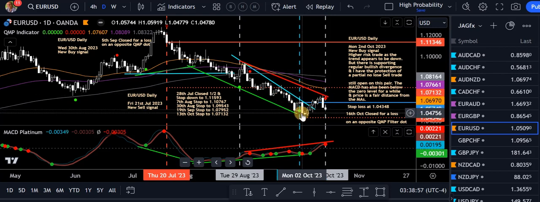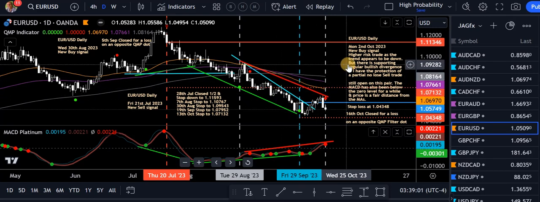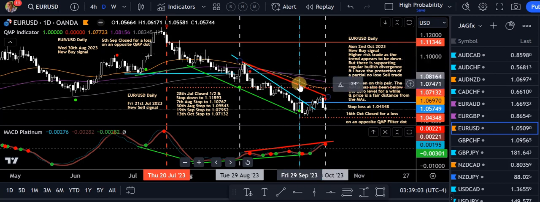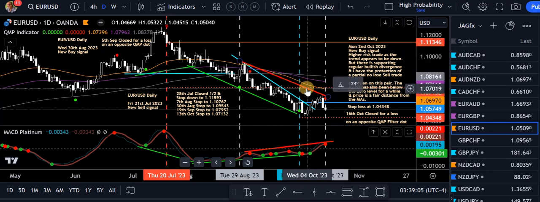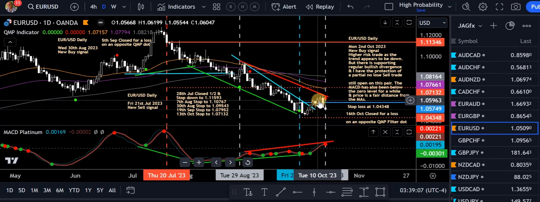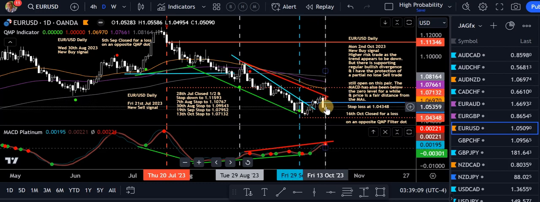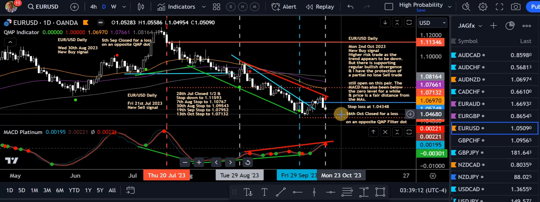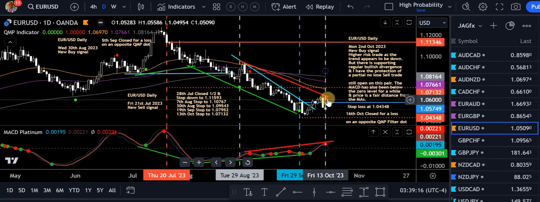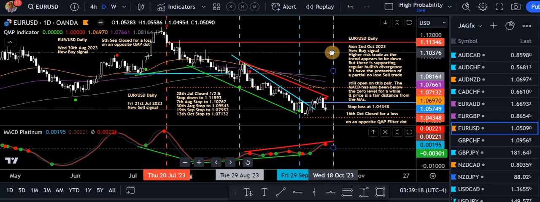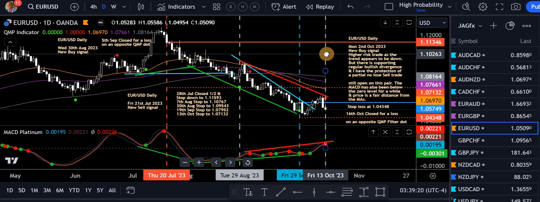Yep. Now I took a new buy in on 2nd of October. Took a buy here. Went against me initially, came very close to my stop, popped up nicely, then it's fallen over again. So on Monday, what I'm doing is I'm closing this. We've got an opposite QMP filter dot. We've got a red dot there. It's a little bit tricky to see. There it is there. Red dot on the QMP filter.